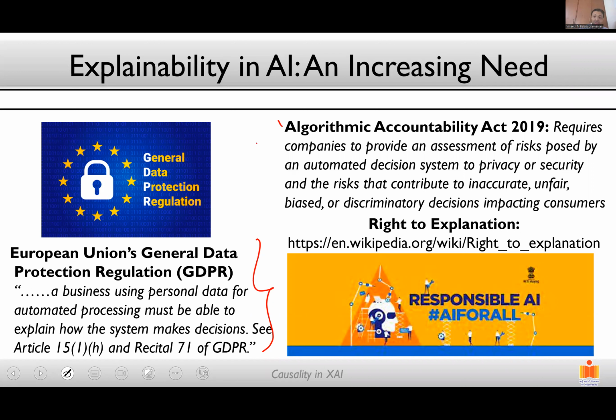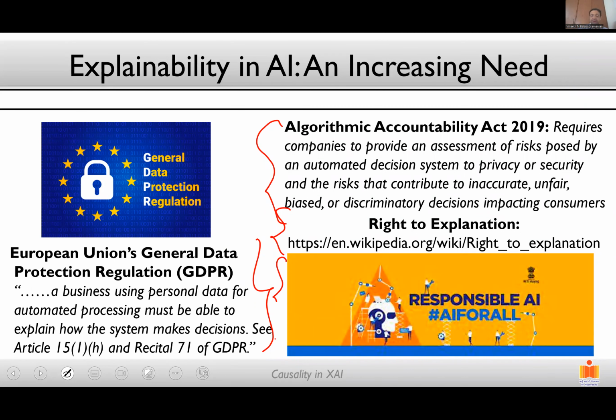Similarly, the US has several such legislations, one of which is called the Algorithmic Accountability Act of 2019, which again requires companies to provide an assessment of risks posed by automated decision systems. More generally speaking, there has always been a fundamental right to explanation, like the many fundamental rights people have across the world, which was largely not invoked in the context of AI and machine learning, but applied to decisions in general. It's becoming important to consider that right in the context of machine learning and AI models.